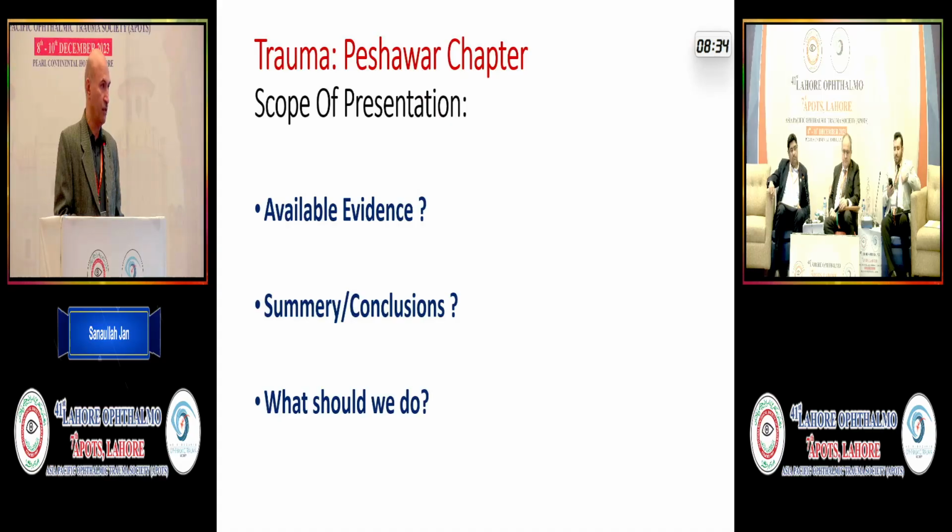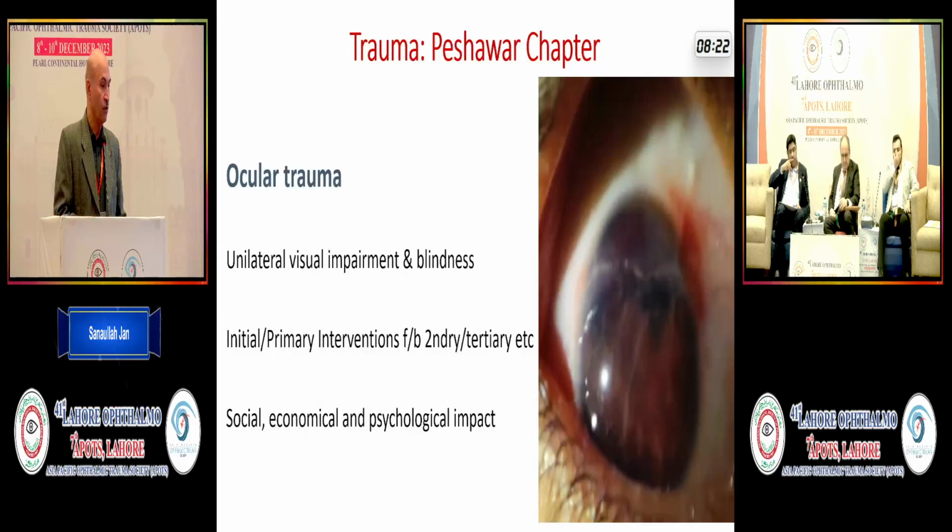I'll be talking about what evidence is there, some summary of all these research studies published from our region, and then what should we do. So ocular trauma is one of the most common causes of unilateral visual impairment and blindness, with serious social and economic consequences to the community and psychological impact on the affected individual also. They need primary intervention, secondary intervention, and ultimately many more surgical interventions may be needed down the line.